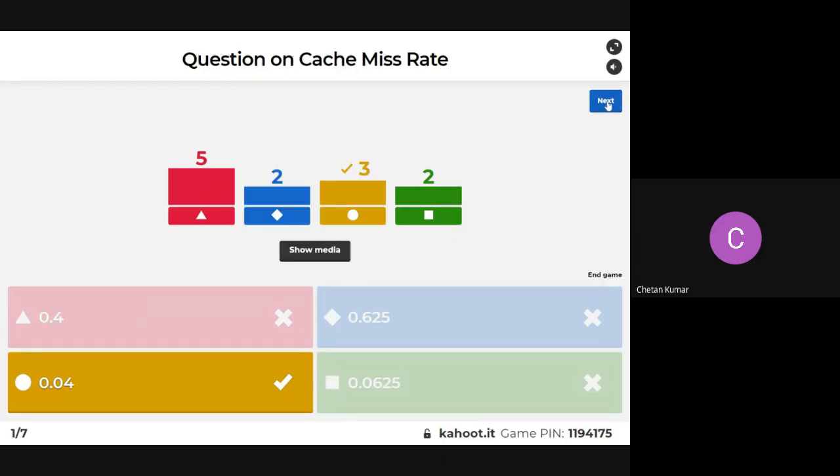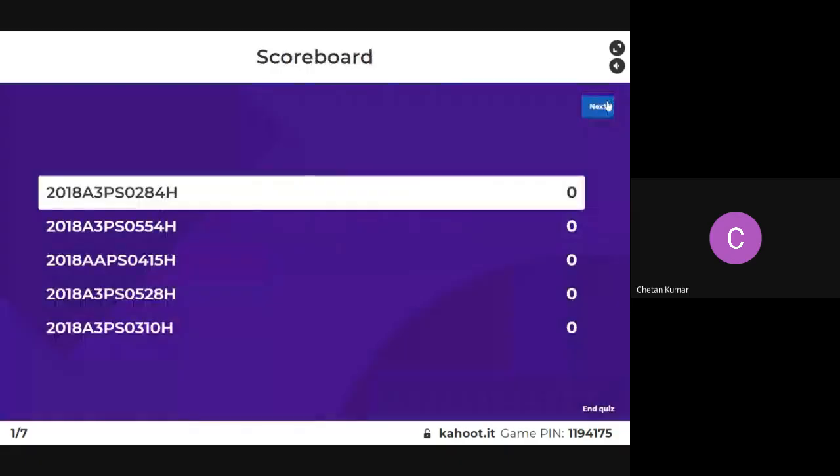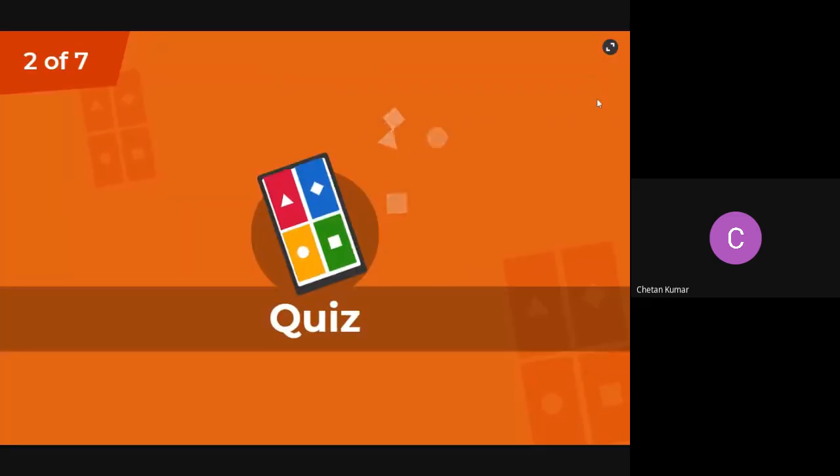Okay, so the next question is again a bit complicated, meaning lengthy. Whatever terminology you would like to use. Let us see the toppers first. We have 284, 554, and 450. Those are the three people who have answered it correctly. Let us move on to the next question.